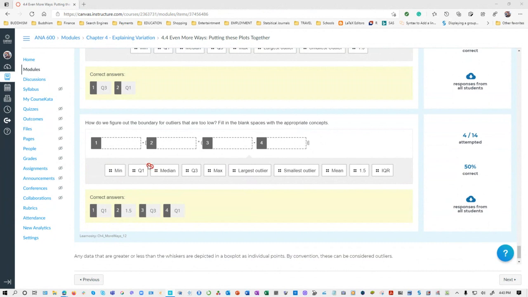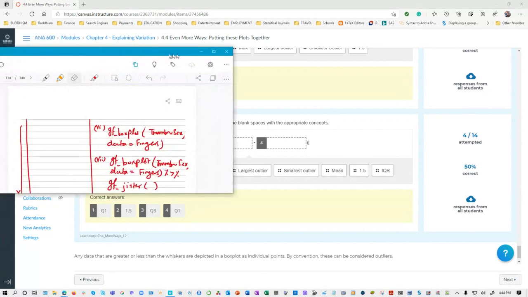Fill in the blank spaces with the appropriate concept. Q1 goes here. How do we figure out the boundary for outliers? Since we have a negative here, when you find the boundary value, it is negative here too. This one is 1.5 for sure. We are talking about the lower boundary because of this negative.